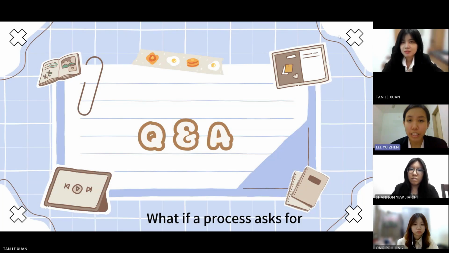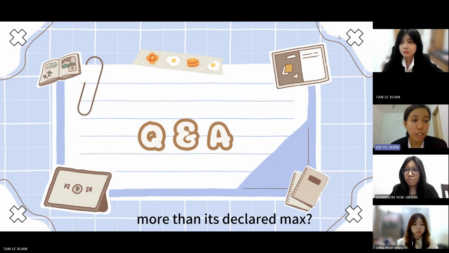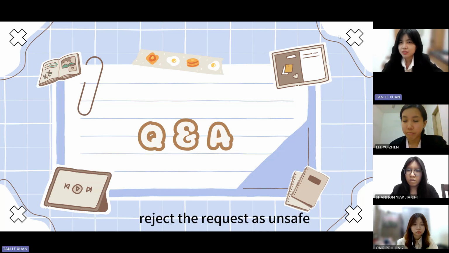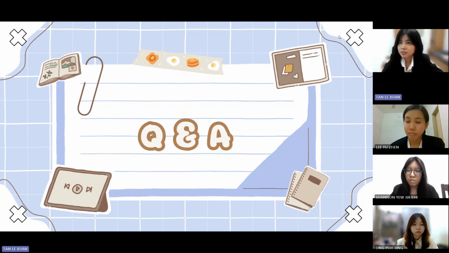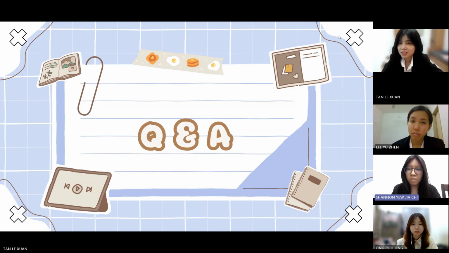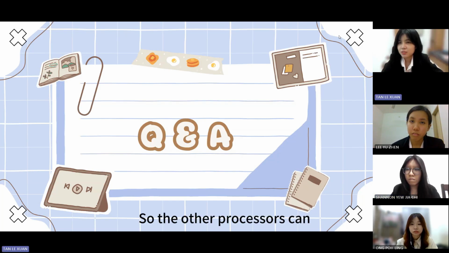What if a process asks for more than its declared max? The banker will immediately reject the request as unsafe and log an error. Thank you. Why do we release resources back to available after a process finishes? So the other processes can borrow them, keeping the system moving and preventing a standstill.